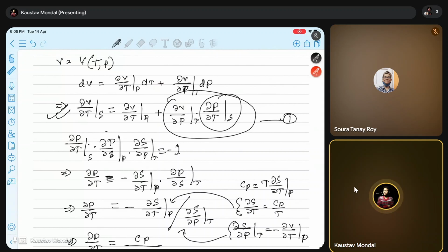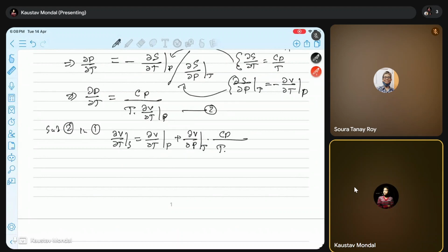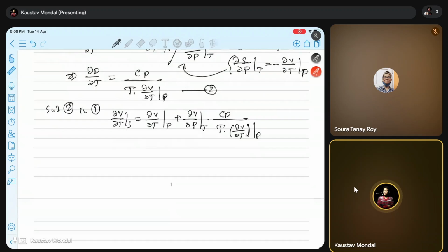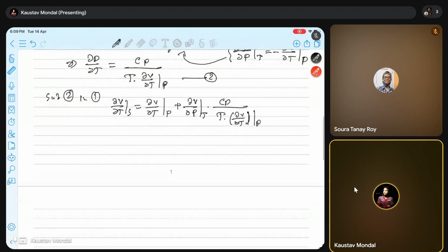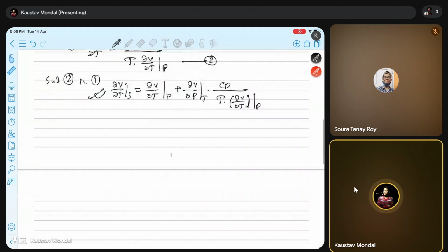So it will now become (del V/del P) at constant T into (Cp/T) into (del V/del T) at constant P. Okay. Now from here you have to use another relation. Right now this is the state we are in. From here, you have to write these whole terms in terms of Cp and Cv.